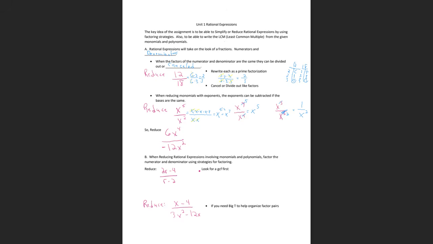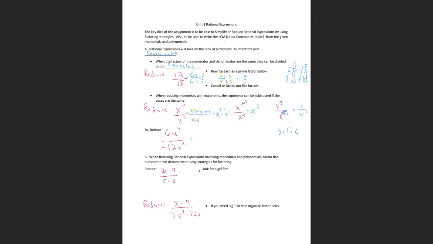So I have problems like this, and I want to reduce. If you can see that between a 6 and a 12, the GCF is a 6, then you can go ahead and divide that out.